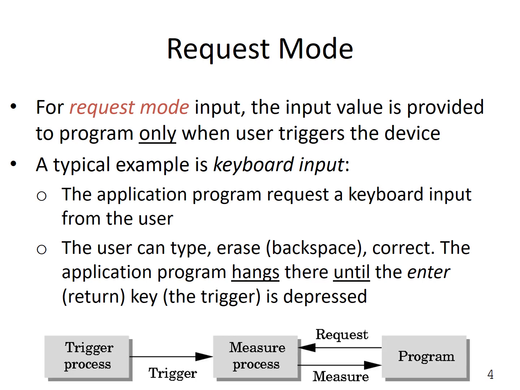This diagram graphically shows the request mode. The program is sending a request to the measure process. The application program processes the input from the user, and when the user presses the trigger, this input is given to the measure process, which just sends it to the program, and now the program can proceed further.